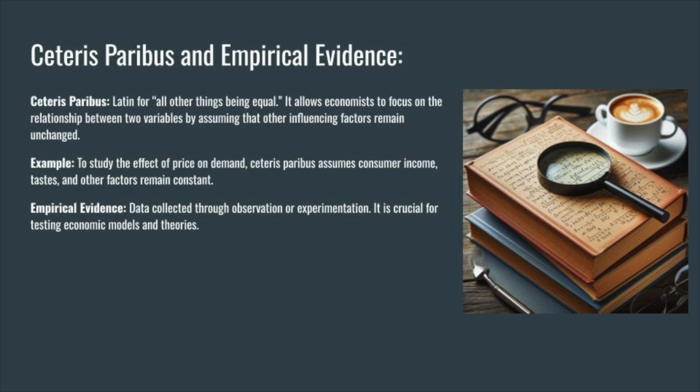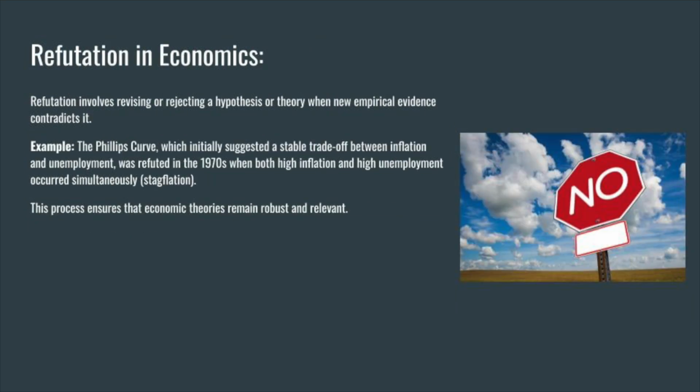Empirical evidence. To validate their models and theories, economists rely on empirical evidence, data collected through observation or experimentation. This evidence is essential for supporting or refuting economic hypotheses. Refutation. Refutation is a critical aspect of economic methodology. When empirical evidence contradicts a hypothesis or theory, economists must reconsider or revise their models. This process ensures that economic theories remain relevant and accurate over time.